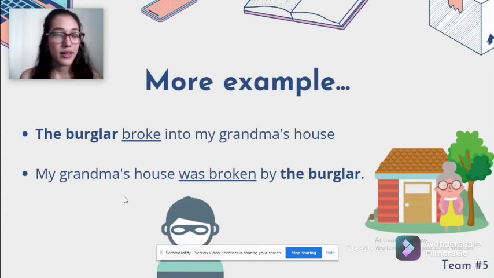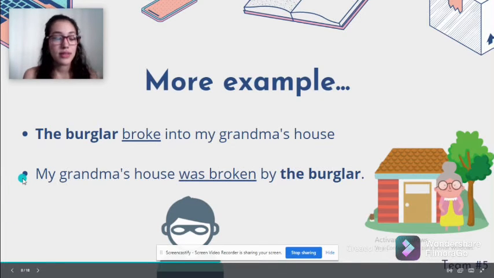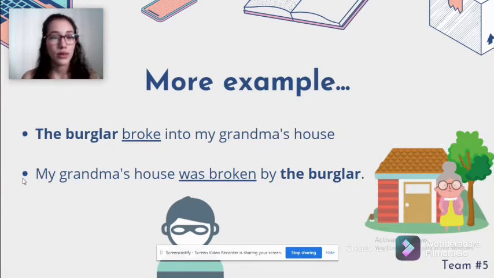To understand these examples better, let's see other sentences. The burglar broke into my grandma's house. This will be active voice. The burglar is the subject. Broke, the verb that is performed by the subject. Into my grandma's house, the object. But if we change into passive voice, it turns into: my grandma's house, the object, was broken, the verb in past participle, by the burglar. The subject is at the end. It is not performing the verb. I hope it makes it clearer now.